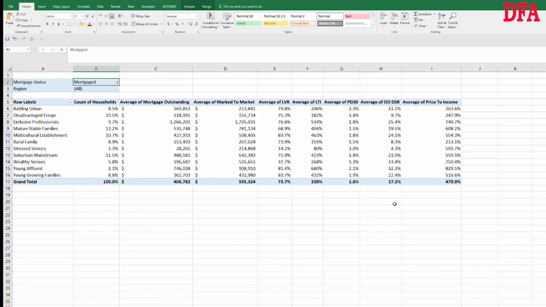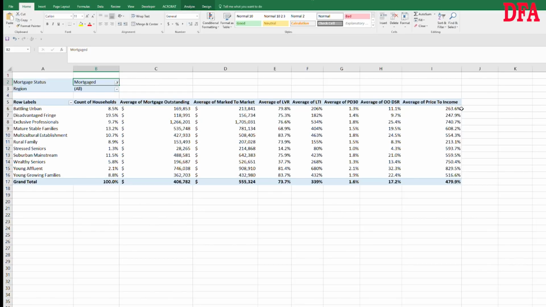We can look at the debt service ratio as well. This is essentially looking at the proportion of income required to service the current mortgage at current interest rates. You can see that the debt service ratio varies. The highest is multicultural establishment at 24, and exclusive professionals at 25. Then we go up to 32 for young affluents. Young growing families are at 22, a little bit below, and the others lower. So these vary by segment.